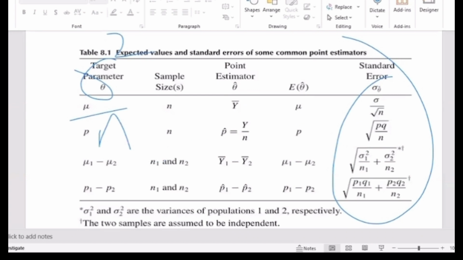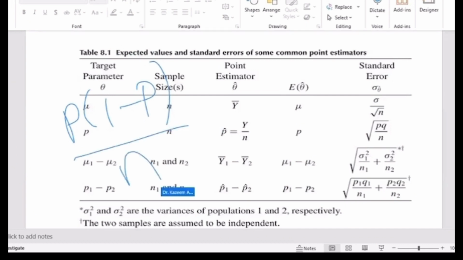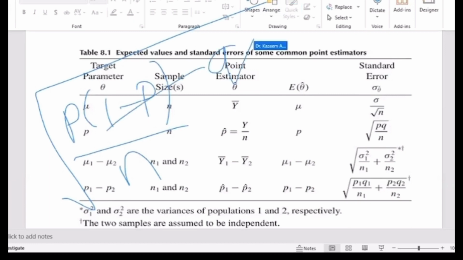If you take a look at the second one, do you remember for Bernoulli? The variance of Y is P into 1 minus P. For Y bar, find the square root. See that? 1 minus P is what we call Q. That's why you see PQ over there.